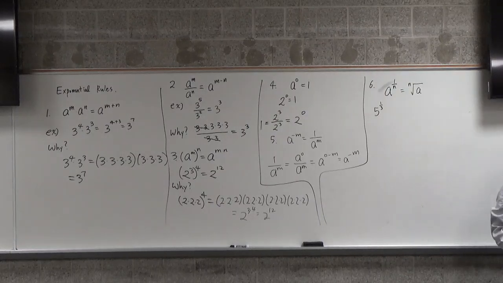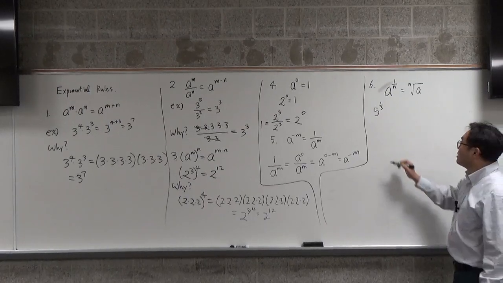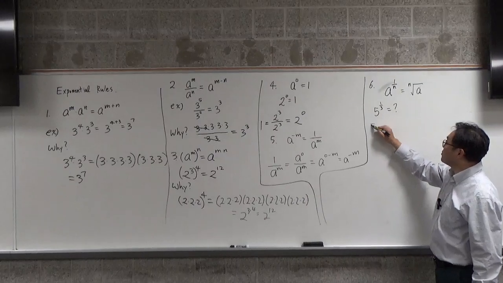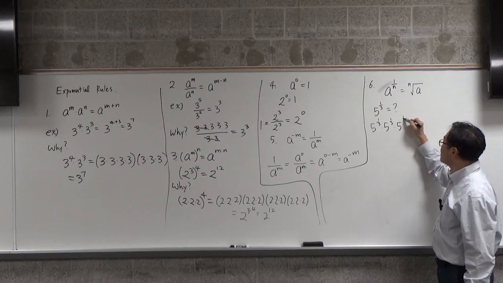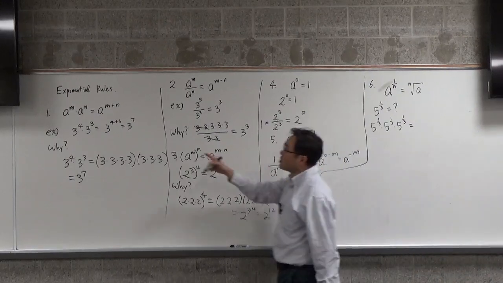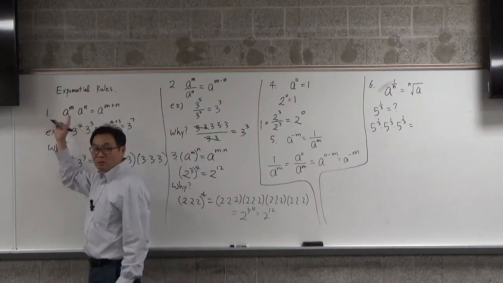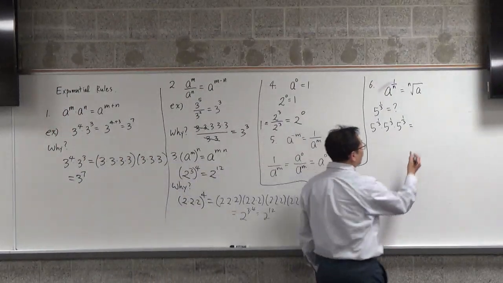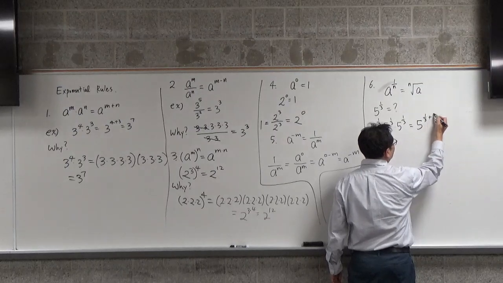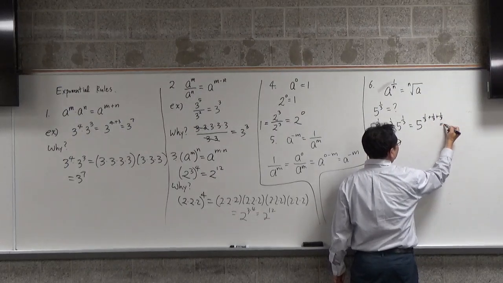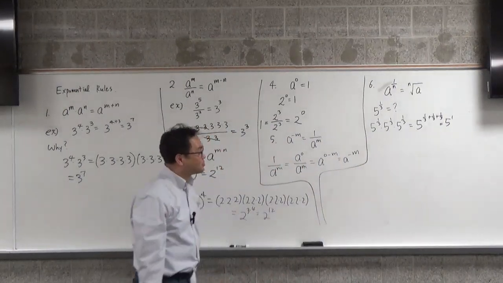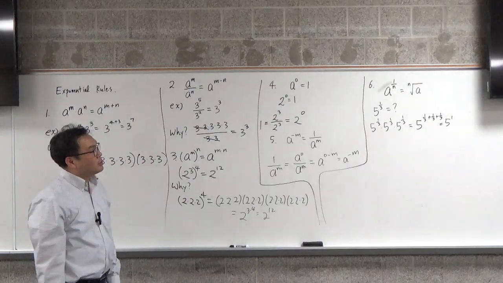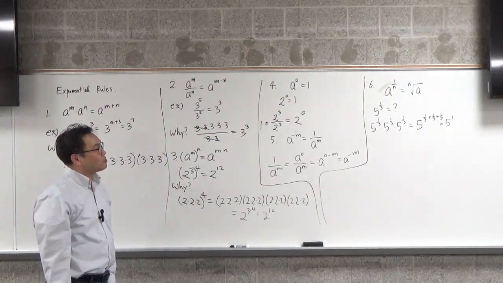That's a really strange number. It's hard to think about what this is, but what we do know is that if you take 5 to the 1/3 power and multiply it by itself 3 times, then we have rule number 1, which says multiplication means exponents add up. So you have 5 to the 1/3 plus 1/3 plus 1/3. What is that? 3/3, which is 1, right? Which is just 5, right?